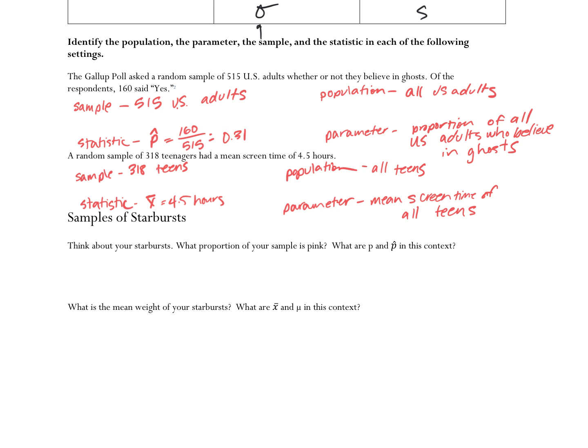All right. So what would the p and the p-hat be in that context? p would be the proportion of the whole bag that is pink. And p-hat would be the proportion of the samples. So you guys each would have your own.